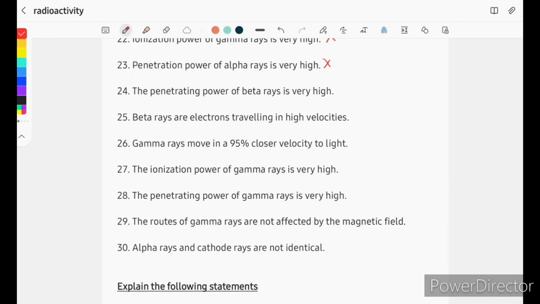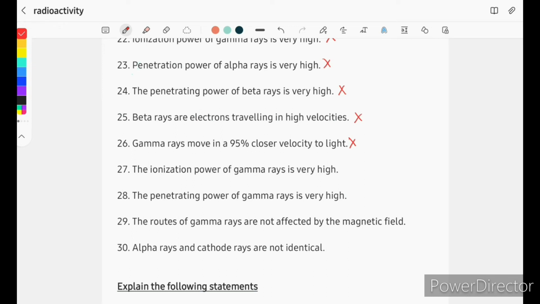23. Penetration power of alpha rays is very high. Incorrect. 24. The penetration power of beta rays is very high. Incorrect. 25. Beta rays are electrons traveling in high velocity. It is incorrect. Beta rays are electron-like particles, not electrons. 26. Gamma rays move at 95% of the velocity of light. Incorrect. Let's understand this statement later in this video.